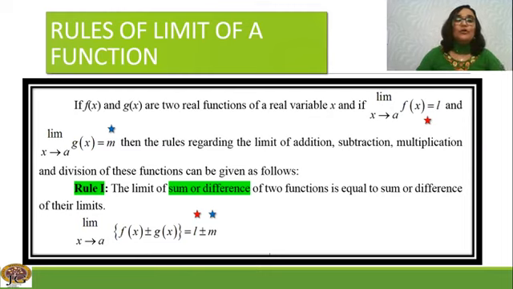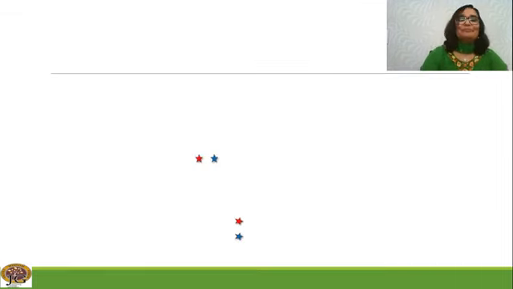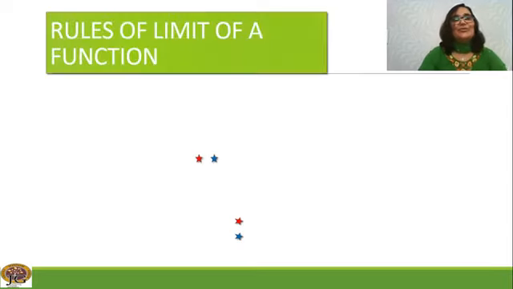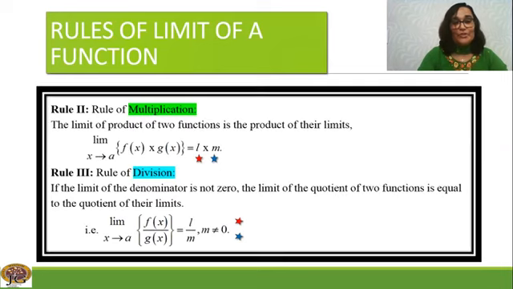Moving on to rule number 2 and 3. We are going to almost end our lecture, तो ध्यान देना थोड़ा सा और. Yeah, again those stars are there, you know what to do. All right, so rules of limit of a function, very important question what we're discussing. Rule number 2, rules of multiplication. अब multiplication आपको पता है हम उसको product बोलते हैं, multiplication, right? Okay, so the limit of the product माने multiplication of two functions is the product of their limits.